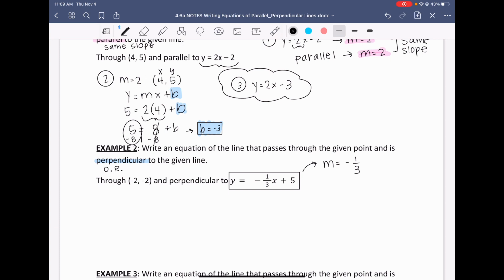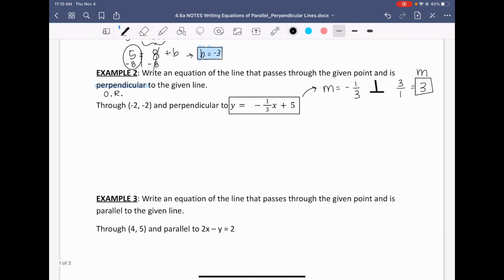Because I want to create a perpendicular line, which is what that symbol means right there, it's like an upside down T, I have to flip the numbers, so 3 over 1, and change the sign. So we're going to leave it as positive, which is just a slope of 3. So my m value is 3. And then we're going to plug everything we know into y equals mx plus b. So our m is 3. Our x and y values are negative 2 and negative 2.